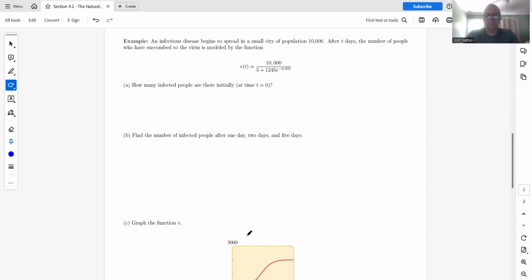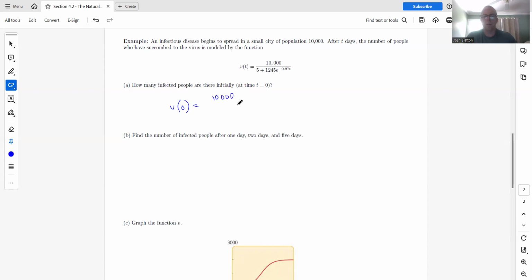So we can look at that. But this one just says an infectious disease begins to spread. City of population 10,000. After t days, the number of people with the virus is modeled by that function. How many infected people are there initially? So we're just going to find V of 0.